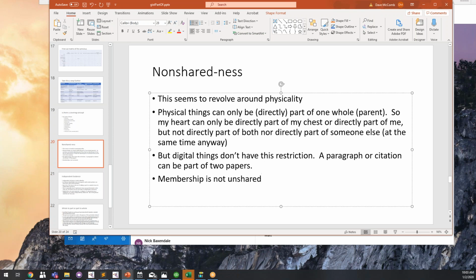That's good. So when you talk about digital things, I think you're maybe mixing two different things, conceptual things and digital things. A paragraph in a digital object is really a collection of bits, which can only belong to that digital object. But it's the content. The content can be in multiple documents. Yes. Right. So that's not really just digital things. That's content in general.